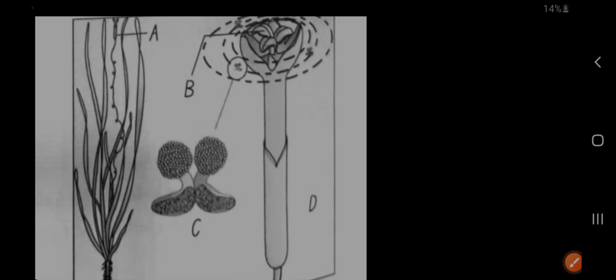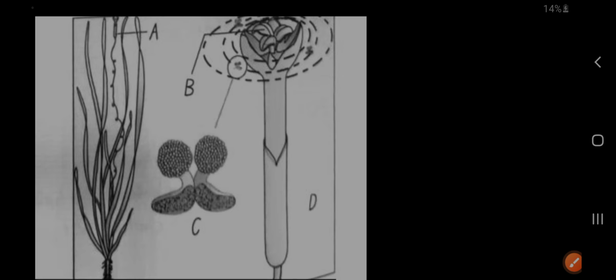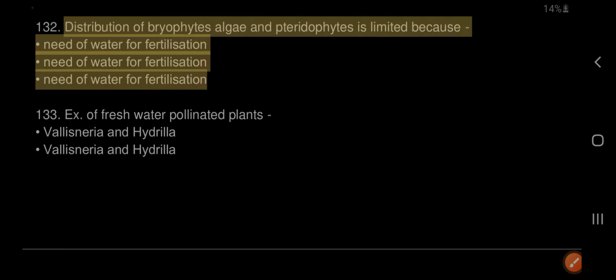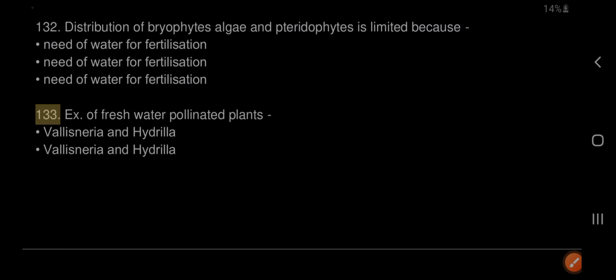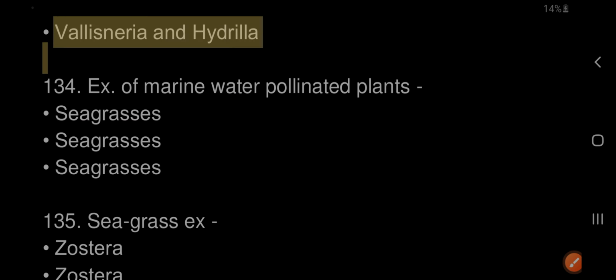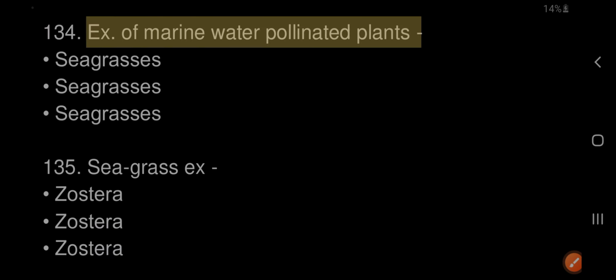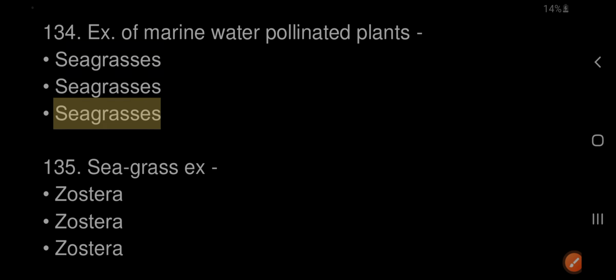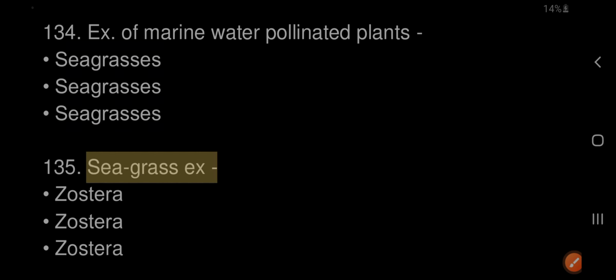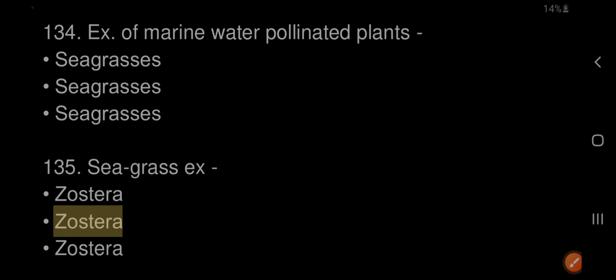132. Distribution of bryophytes, algae and pteridophytes is limited because of the need of water for fertilization. 133. Examples of freshwater pollinated plants: Vallisneria and Hydrilla. 134. Examples of marine water pollinated plants: seagrasses. 135. Seagrass example: Zostera.